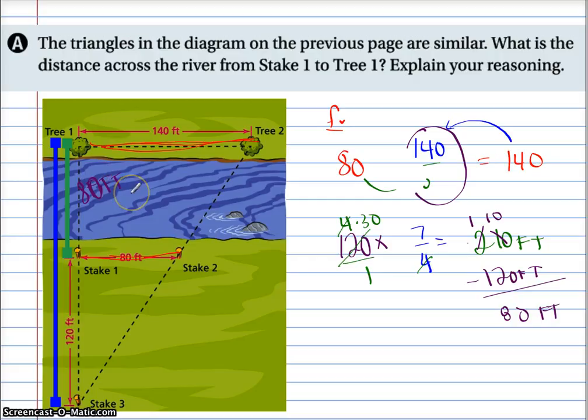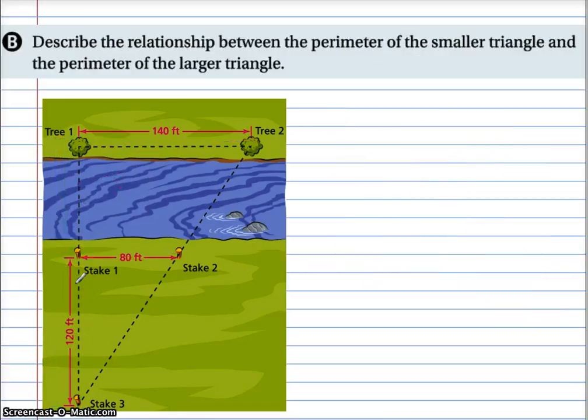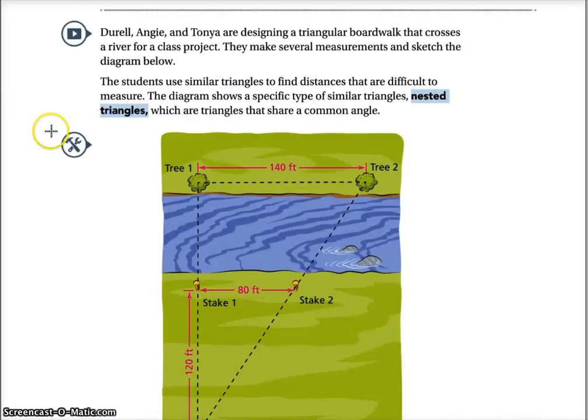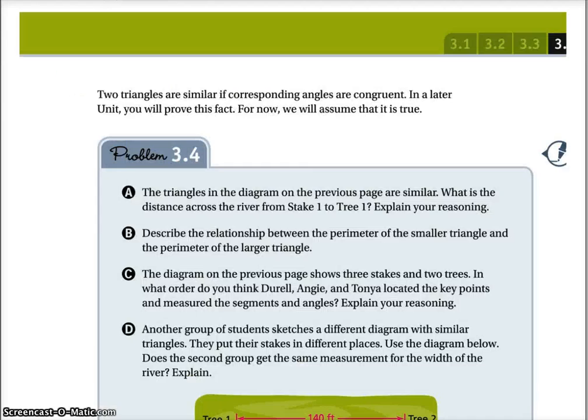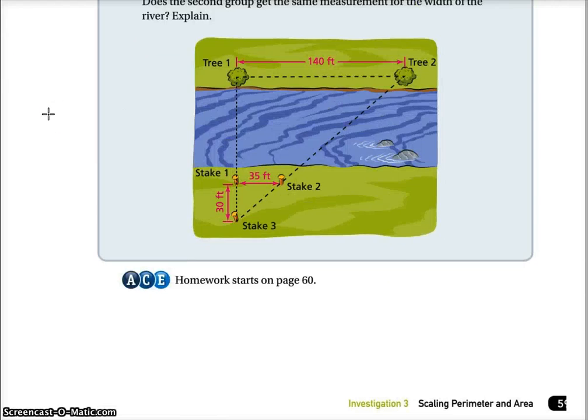80 feet across. Okay, and our reasoning was that we found similar triangles from small to big, found the total distance, and subtracted the known distance. So we figured out how to find these distances from stake 1 to stake 2, which was pretty easy, not too bad. You found just similar triangles.